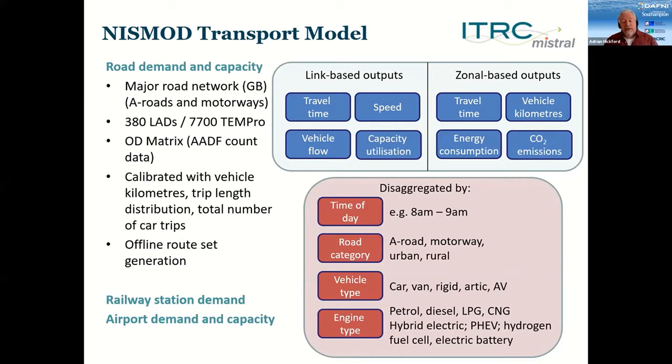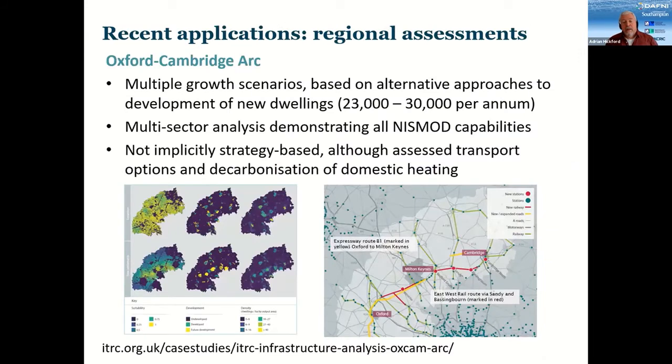So let's look at a couple of projects which we've been involved in the last 2 or 3 years, which have featured outputs from the transport model. The Oxford-Cambridge Arc case study with ITRC, and a related project with England's Economic Heartland. For the Arc study, we wanted to demonstrate the capabilities of the whole of the NISMOD modelling suite. And we looked at the future impact of different population growth scenarios, which were based on the development of a significant number of new dwellings in the region, and the effect that that population growth has on infrastructure demand across multiple sectors: energy, transport, water, and digital communications.